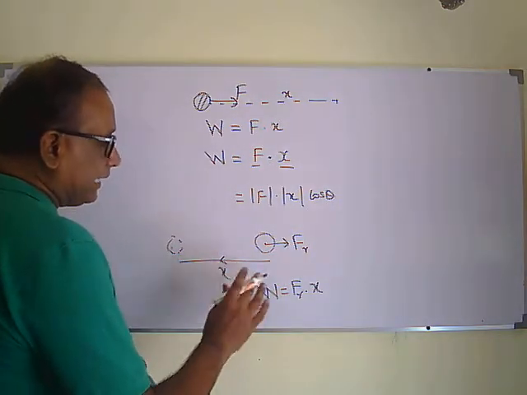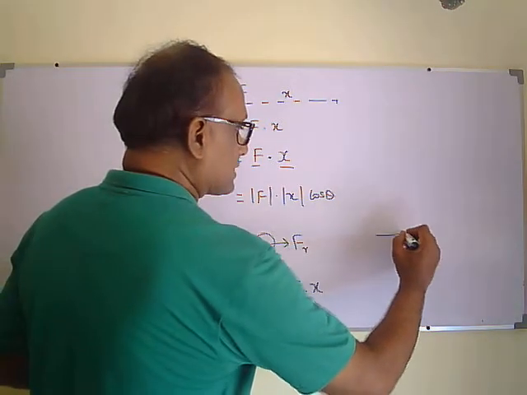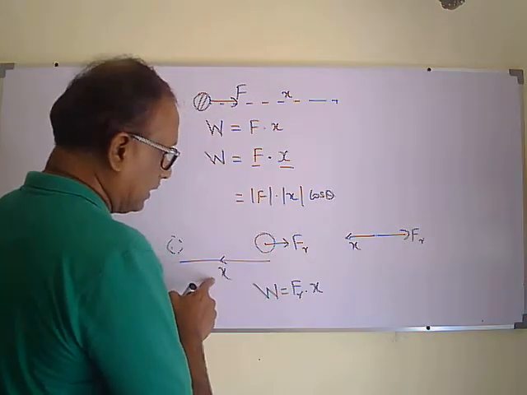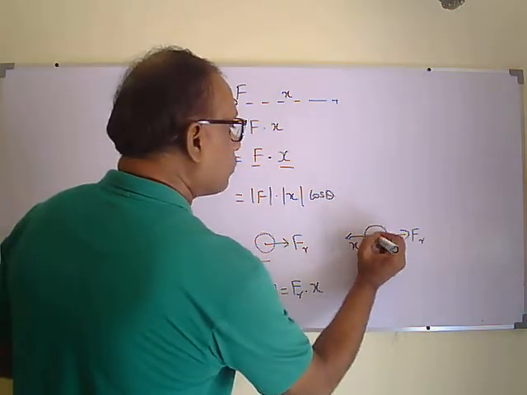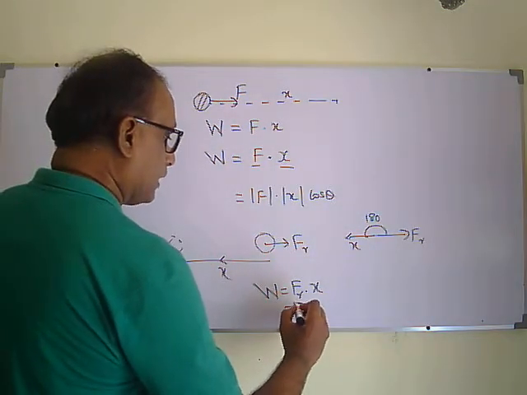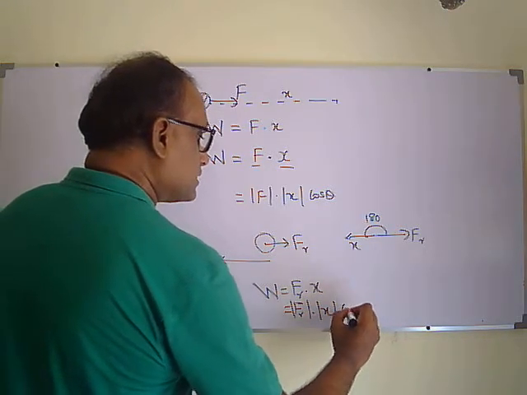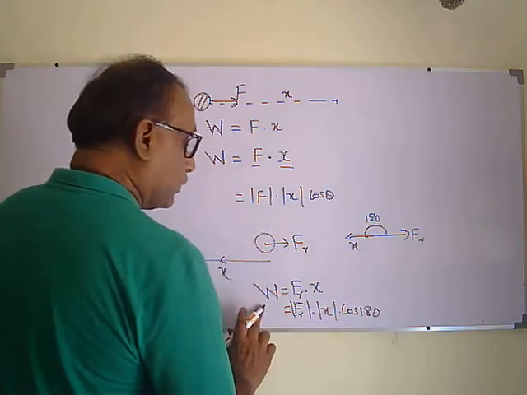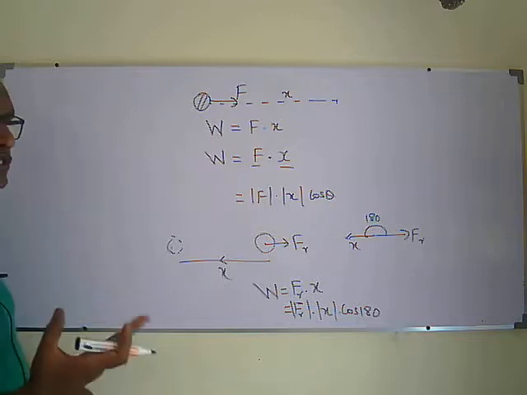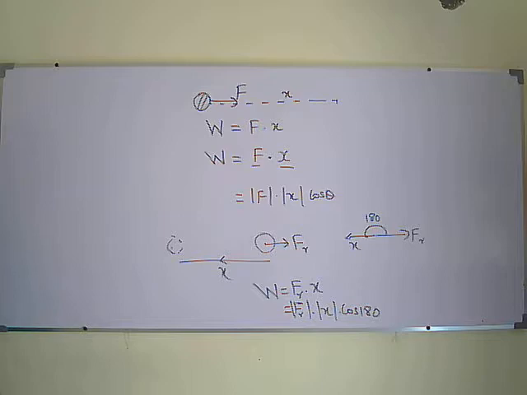The angle between the force and the direction: this is a straight line, so the force is towards the right and the displacement x is towards the left, so this angle is 180 degrees. According to the definition, mod F times mod x into cos of the angle, which is 180, so the work done will become negative. When the work done is negative, it is going to lose its kinetic energy.